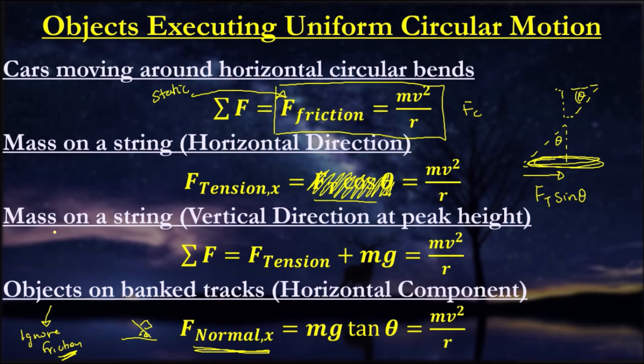And then lastly, we have mass on a string for the vertical direction at peak height. And that is contributed, so if we are spinning an object around like so, at this very point, at the very peak, it's the tension force plus the gravitational force that gives us our centripetal force. So that gives you a nice scenario of all the different conditions or scenarios that we see using what we talked about from the syllabus outcomes.